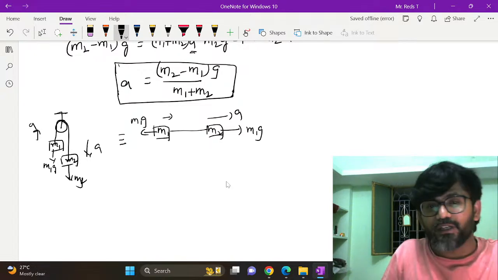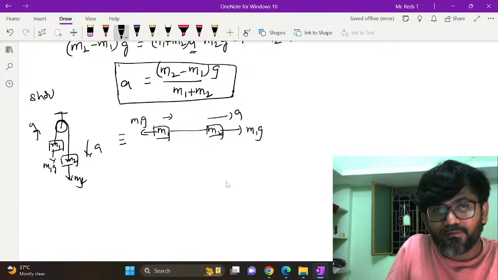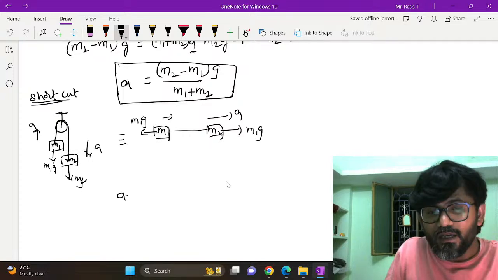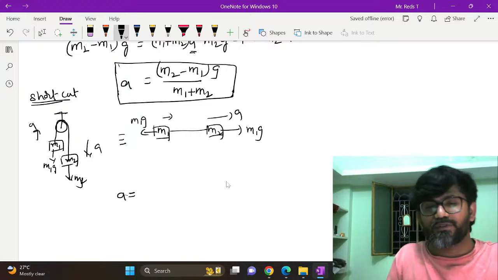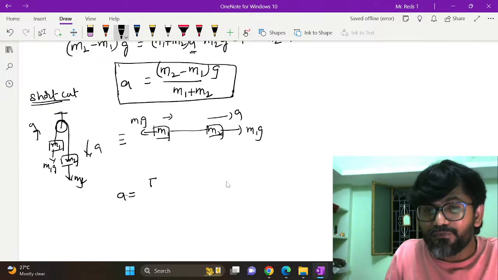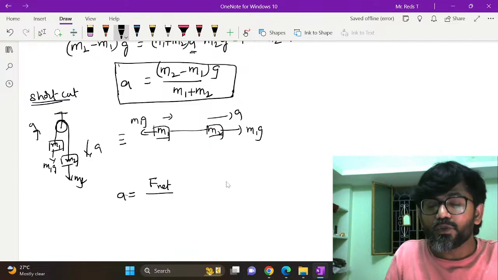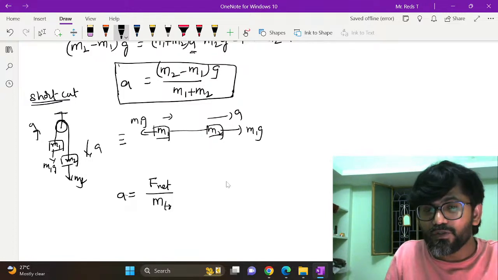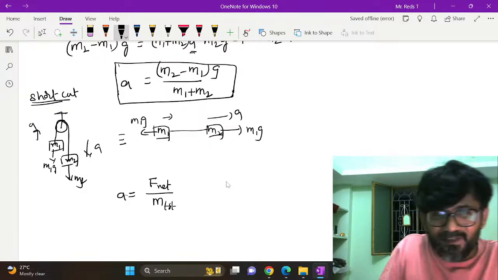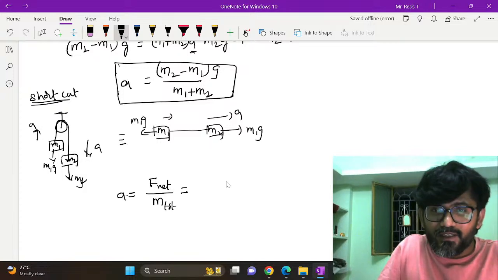So the shortcut I am giving you, guys: the acceleration a of this kind of connected body system is equal to the net external force divided by the total mass. Here this system has two masses. As it is moving towards the right, m2g is towards the right.